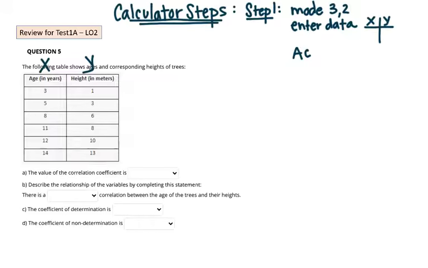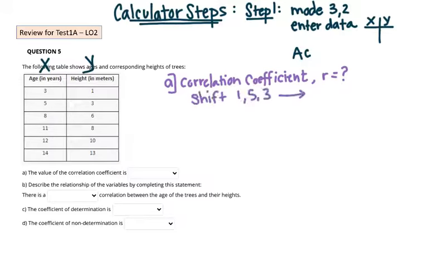So question A is asking about the correlation coefficient. In order to find that, you press Shift 153, and we get that R equals 0.99.